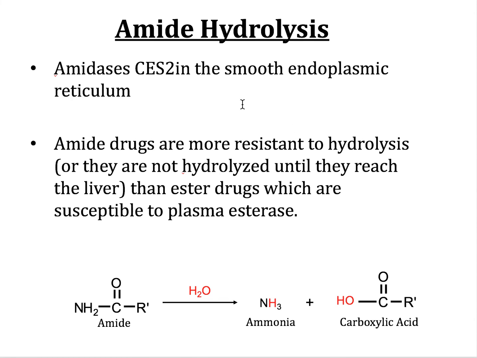So which means they're more resistant to hydrolysis compared to esters, because esters are more easily hydrolyzed, as they're susceptible to plasma esterases and don't have to wait until they get into the liver. Now, when you do the esterase equation, don't forget to put the H2O. The byproduct of this is always ammonia, because you get NH3, and you also end up getting a carboxylic acid.